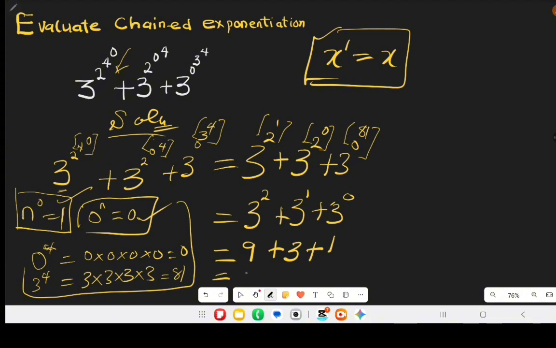So our final answer is 9 plus 3 plus 1, which gives us 13. 9 plus 3 is 12, 12 plus 1 is 13. This is the final answer.